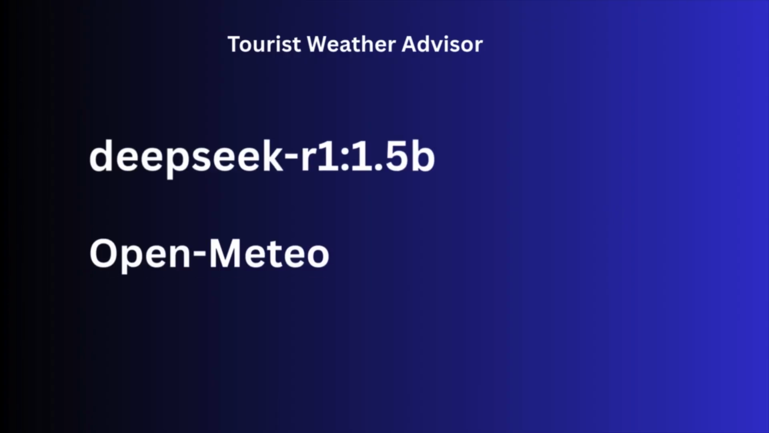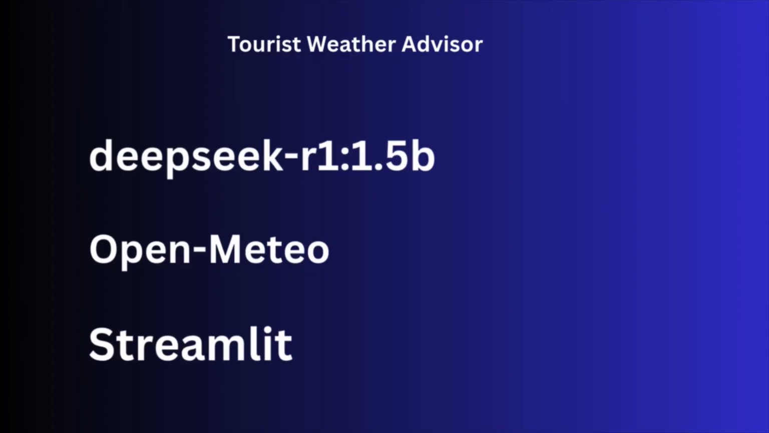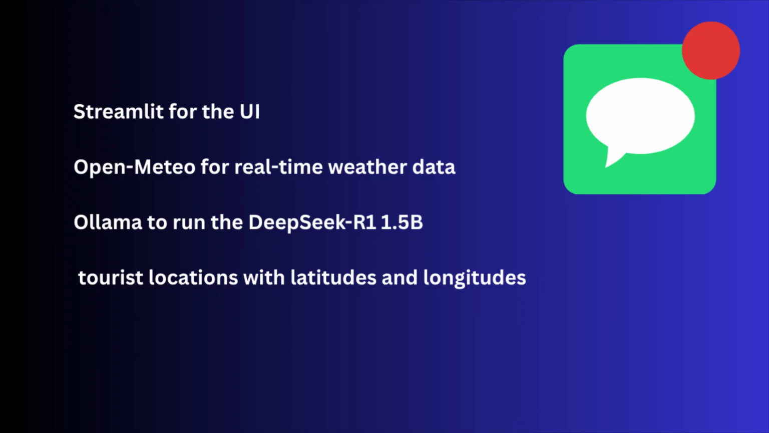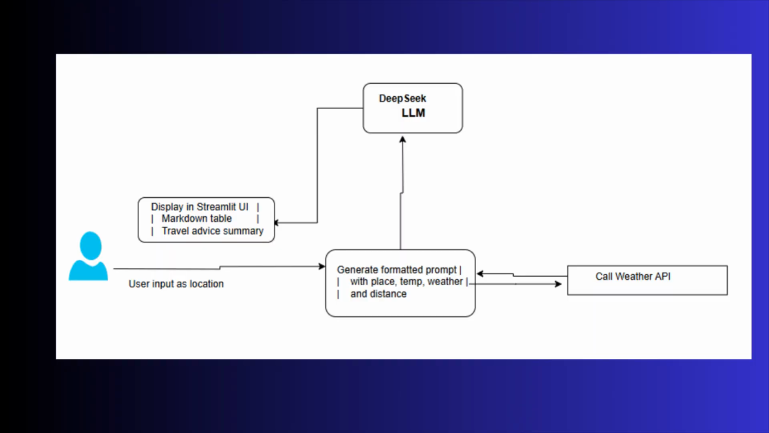To build this app, I used local LLM from DeepSeek, live weather data from Open-Meteo, and a slick interface using Streamlit. This is the basic architecture of this app. When the user gives a location, it searches for the nearest tourist locations. Based on the result, it calls the weather API for each place. We use the API results plus the customized prompt and pass to DeepSeek LLM. It gives a structured output to the user. So that's the overall flow of this AI assistant.